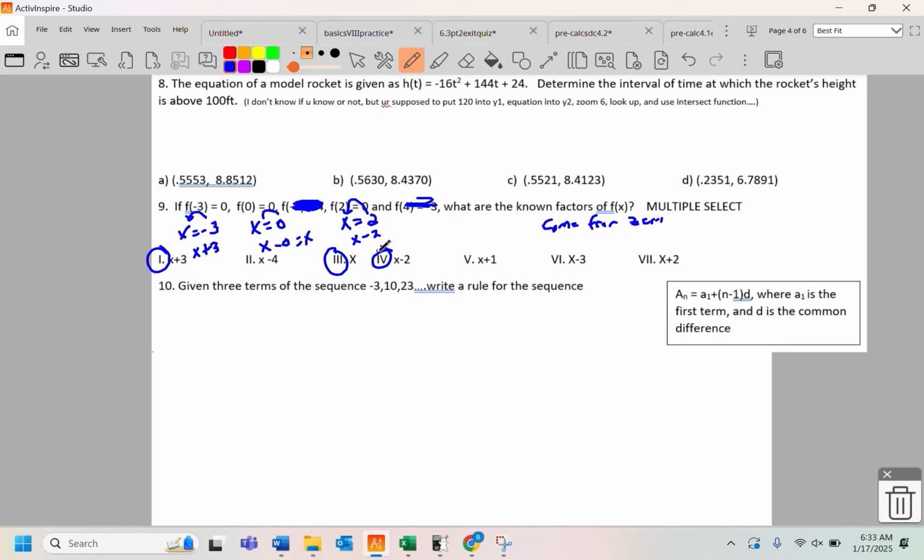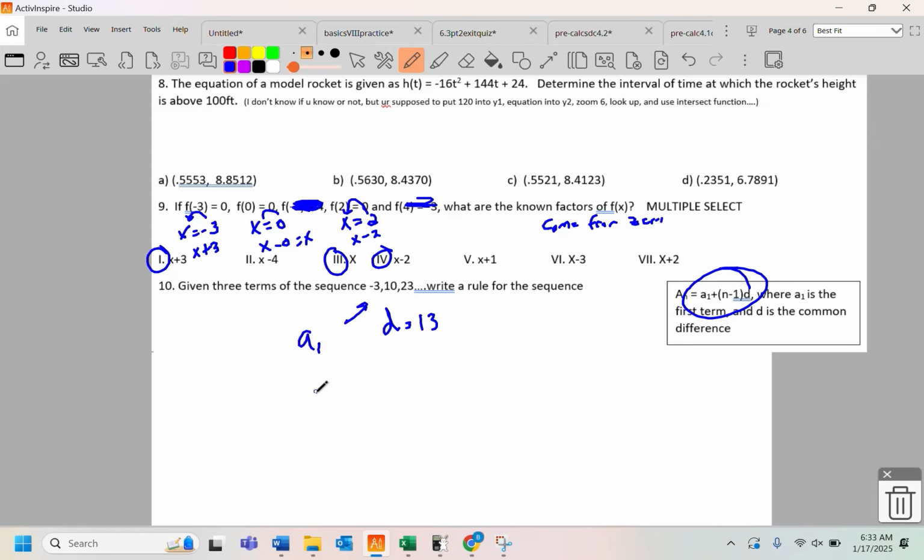Now, 10, the one beneath this, I'd say I probably had around a 70% pass rate on 10. And I gave you the formula. Your difference, 23 minus 10 is 13. 10 minus a -3 is 13. Your difference between terms is 13. Like, why can't you figure that out? Like, are you so slow you don't know what 23 minus 10 is?